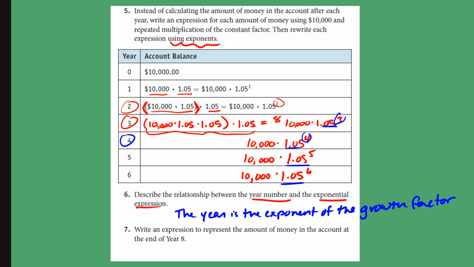So then we're supposed to write an expression to represent the amount of money in the account at the end of year 8. So that would be our original principal amount, 10,000, times 1.05 for the growth factor, at 5% anyway, to the power of 8 for the 8th year. This is how you make money, people.